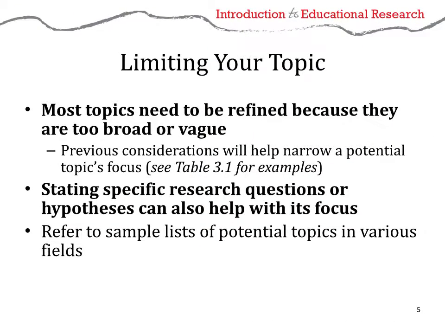Now, you've got to drill down on your topic. You have to limit your topic. Most of the time, topics are too broad or too vague. This is a classic thing. You get interested, you're thinking about a topic, and the table in the text, Table 3.1, is great for showing examples of things that are more narrowed down. And like I said before, if you can state specific research questions or hypotheses, this will also help you with focusing down your topic. And those sample lists in the chapter I found very interesting, very helpful.